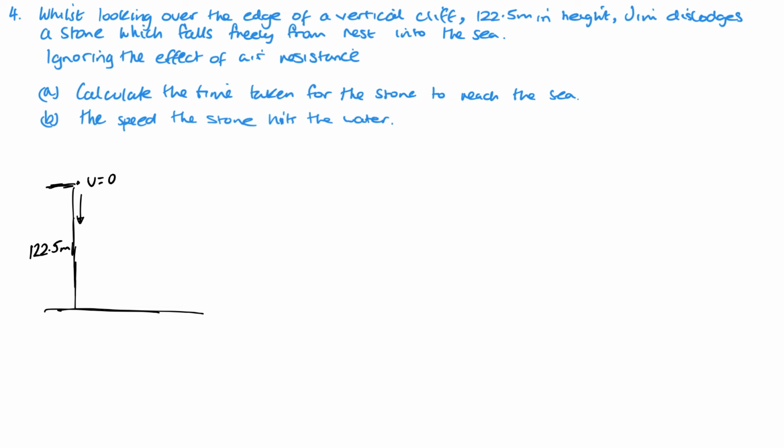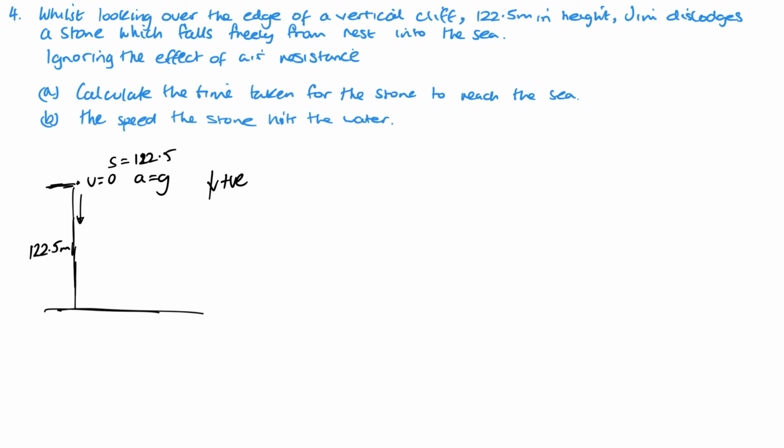And we can ignore air resistance here. So we also know that our acceleration is gravity. And if we take down as positive, it'll be a positive g. Now, since we also know the height, which is 122.5, we can find v, we can find t.